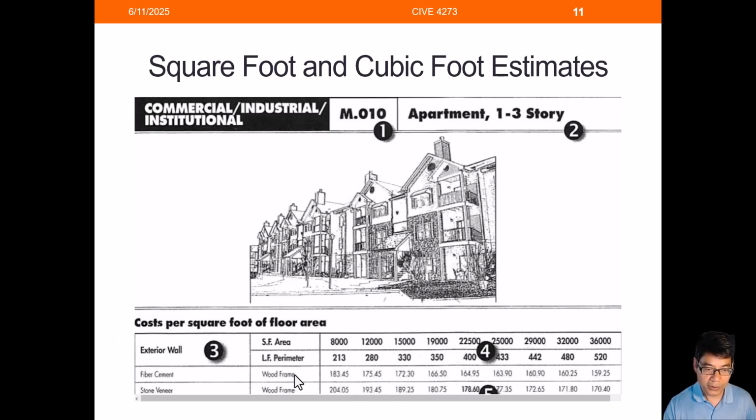For this specific case, we have wood frame, and the exterior wall is fiber cement. Then based on the square footage of the apartment, as well as the linear feet of the perimeter of this building, you can find the corresponding unit cost, and the calculation is just the unit cost times the square footage of the building. Then you can come up with the cost. That's the square foot and cubic foot cost estimate.